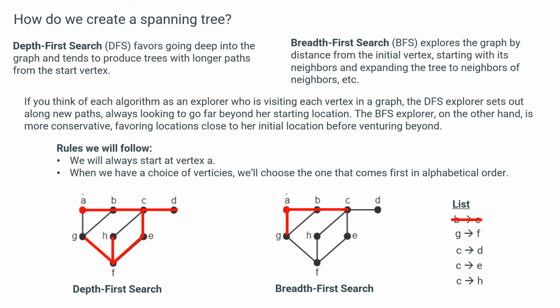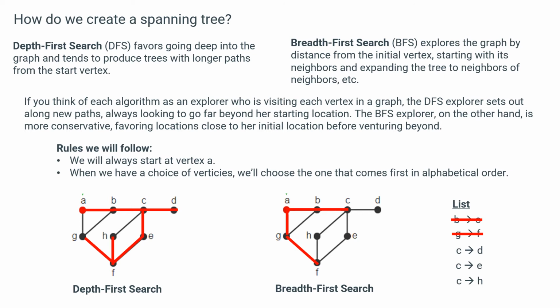What's at the top of the list now? It's that G has a neighbor F. I noticed that a while back, but now it's time to go and take care of that. So I'm going to cross out G to F on the list and then mark that edge as being part of the tree. Okay, so G to F now is red.